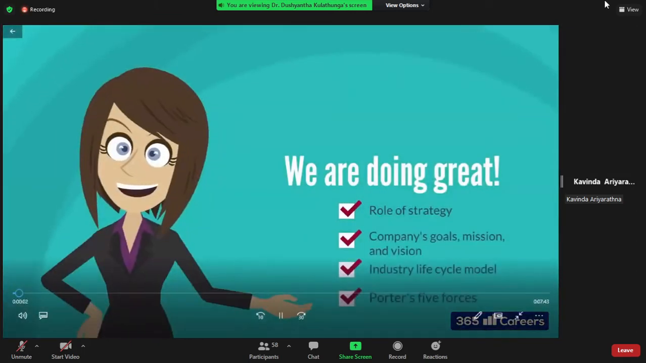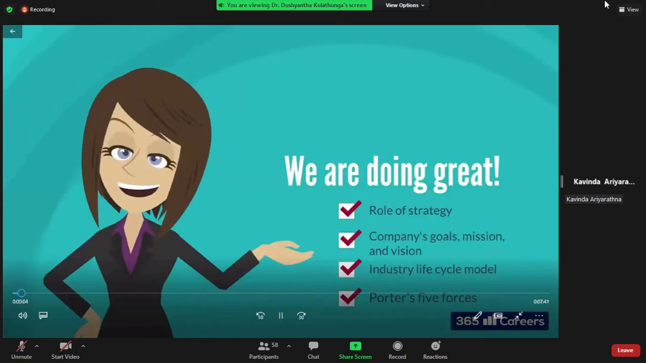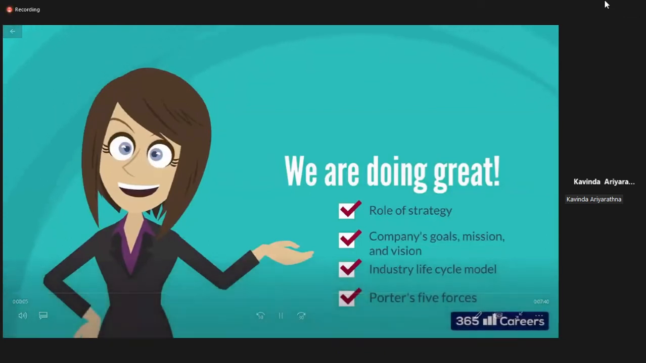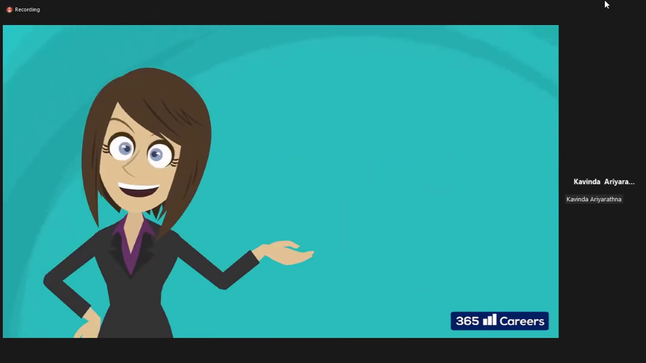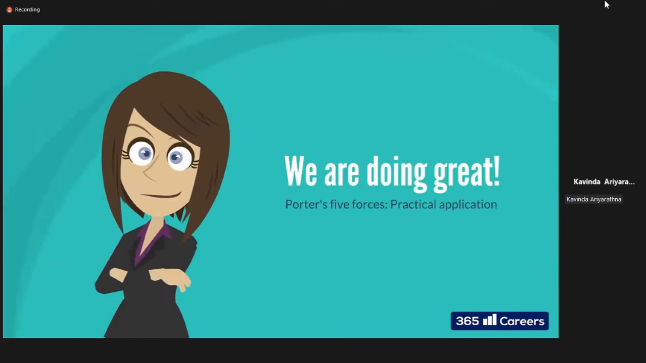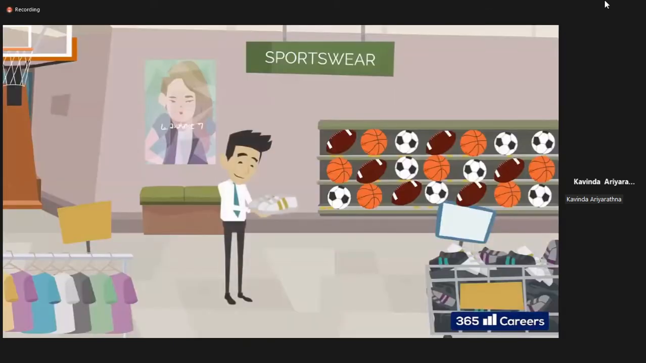Okay, we're doing great. So far, we've covered a great deal of important topics. We learned about the role of strategy, about the purpose of a company's goals, mission and vision statements, about the different stages of the industry lifecycle model, and about Porter's 5 Forces framework. That's awesome! In this lesson, we will reinforce what we've learned about Porter's 5 Forces model by applying it in practice. Our task will be to analyze the global sportswear industry.